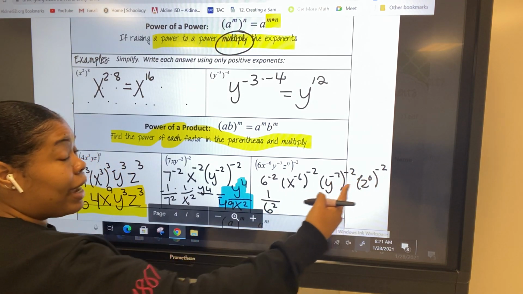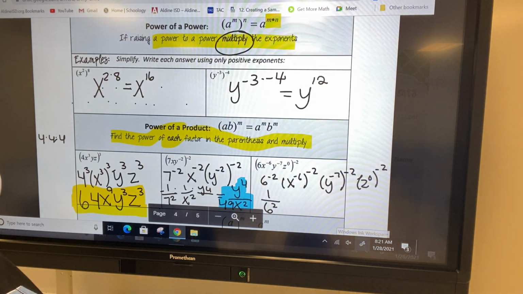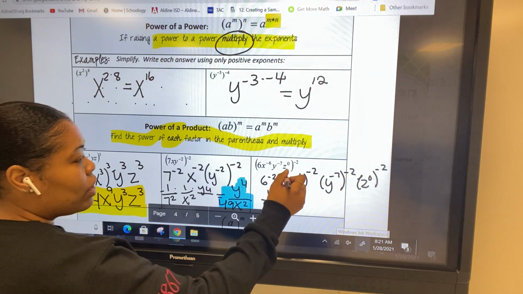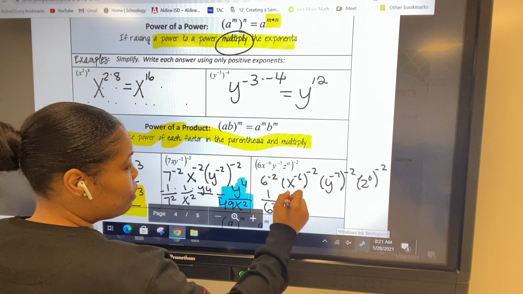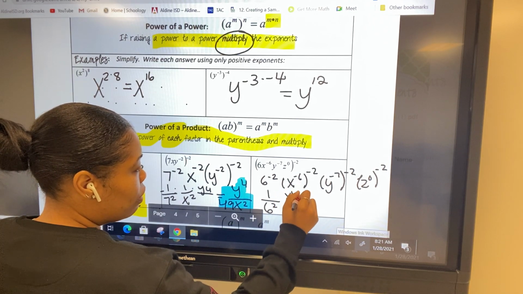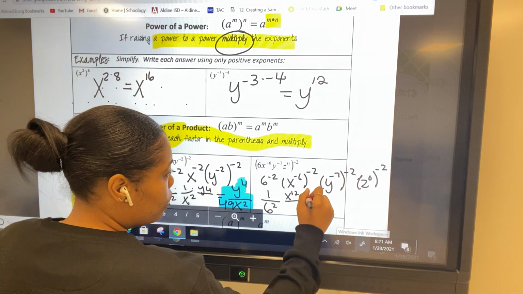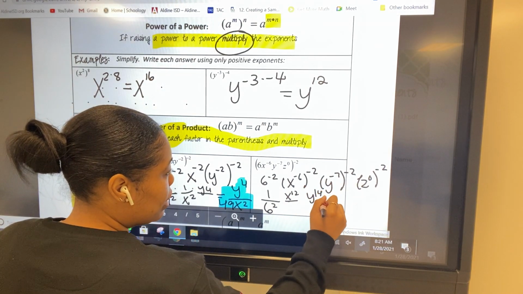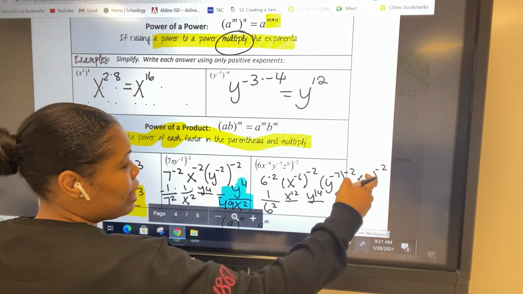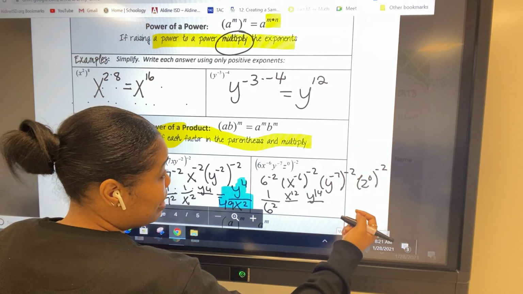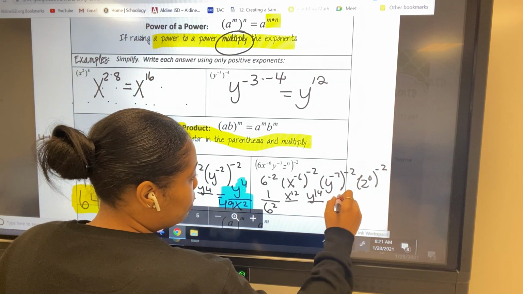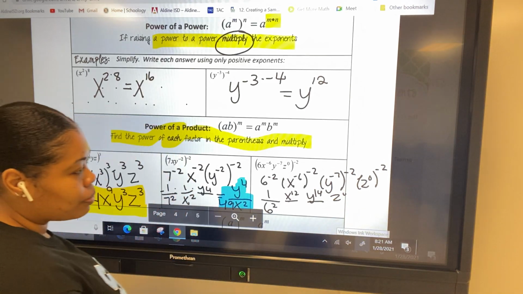And then we need to multiply our exponents to see if they turn positive or if they stay negative. So this is going to turn into a +12. So it's going to be x¹² with nothing in the denominator. Here we're going to have y⁺¹⁴, nothing in the denominator. And then 0 times anything is going to be 0. And then we said, well, we'll just put that here, z⁰.